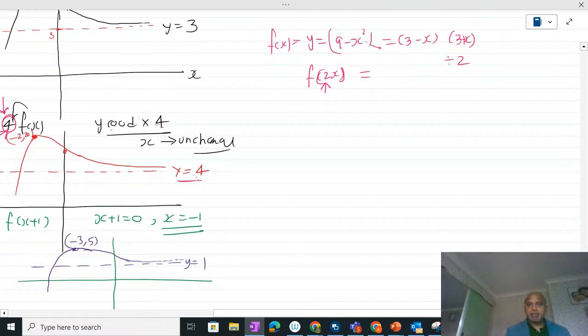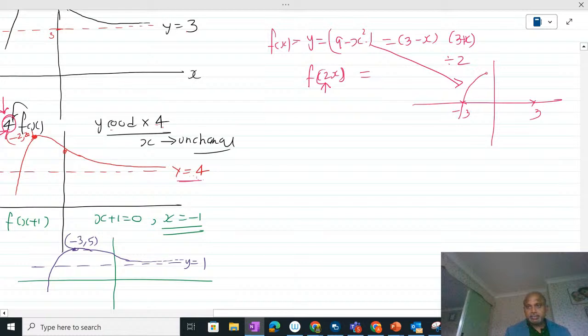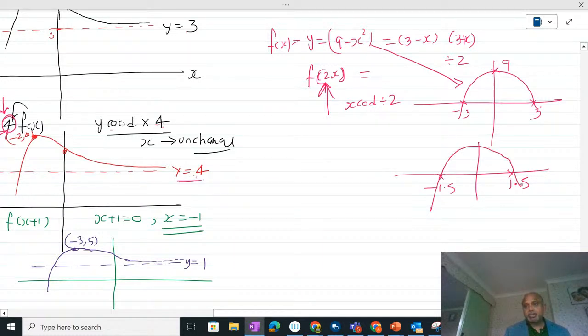So the graph of 9 minus x square will be looking like this. So minus 3 here and 3 here, and it is passing through 9. Now, here dad is saying multiply by 2, so multiply by 2 means divide by 2. So in that case, what will happen? The x coordinate, you divide by 2. So instead of 3, it is passing through 1.5, and here minus 1.5. The shape of the graph will remain the same, and this 9 will remain the same.